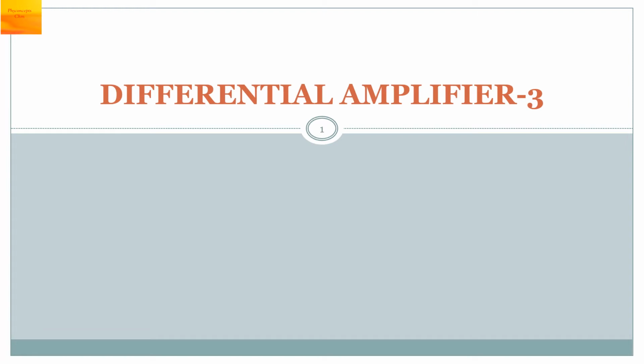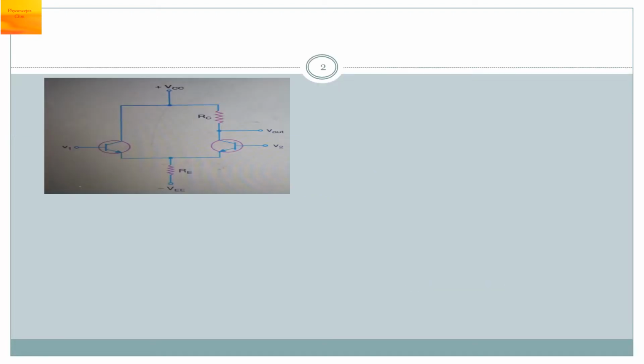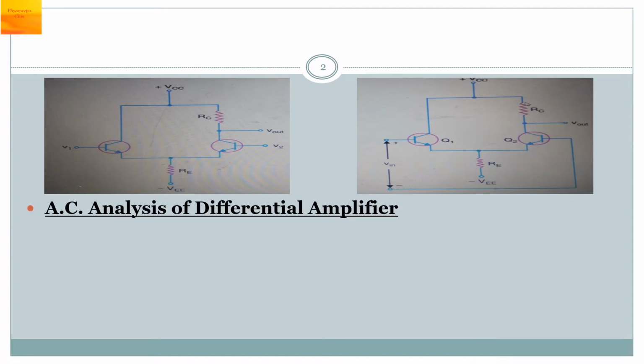This is the third part of the differential amplifier series. Here we will study the AC analysis of differential amplifier, common mode gain, and common mode rejection ratio, that is CMRR. AC analysis of differential amplifier.